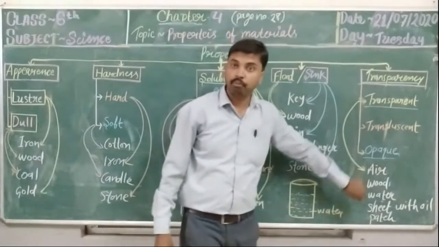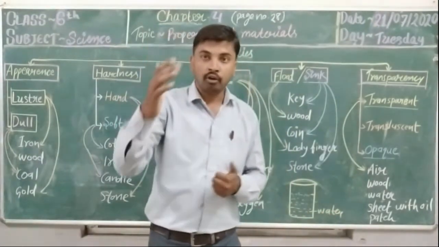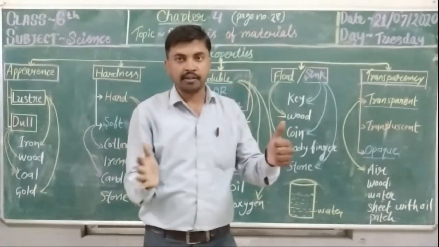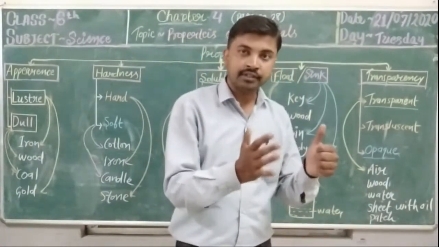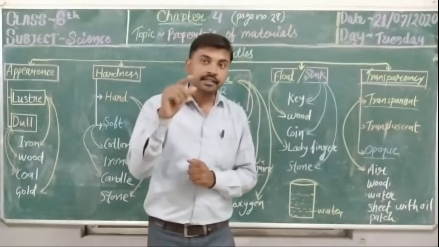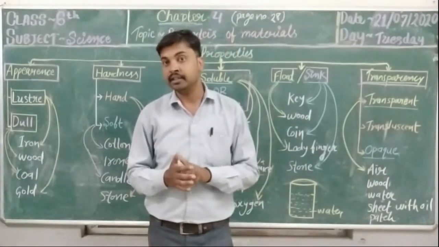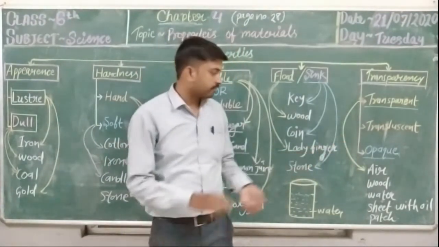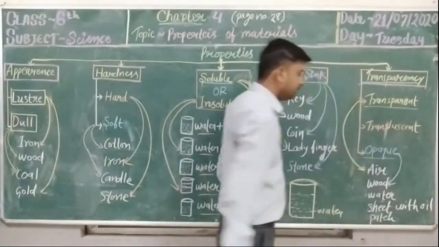Then next, wood. If we talk about wood, can we see the things across the wood? If a box is made up of wood, can we see the things inside the box? No. But if the box is made up of glass, then we are able to see the things. Yes, because glass is a transparent substance, but wood is not. So wood is an opaque substance or opaque material.